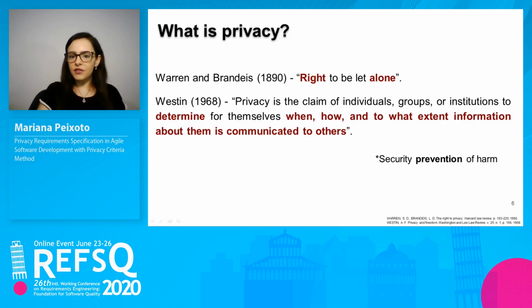But what's privacy? Privacy is an old concept. Actually, privacy is a human right. In the beginning, with US jurists' writings, privacy was the right to be let alone. Or privacy was when, how, and to what extent information about them is communicated to others. Security is about prevention of harm caused by the action of attackers. It means that privacy problems can come from people inside the system and security problems from people outside the system.